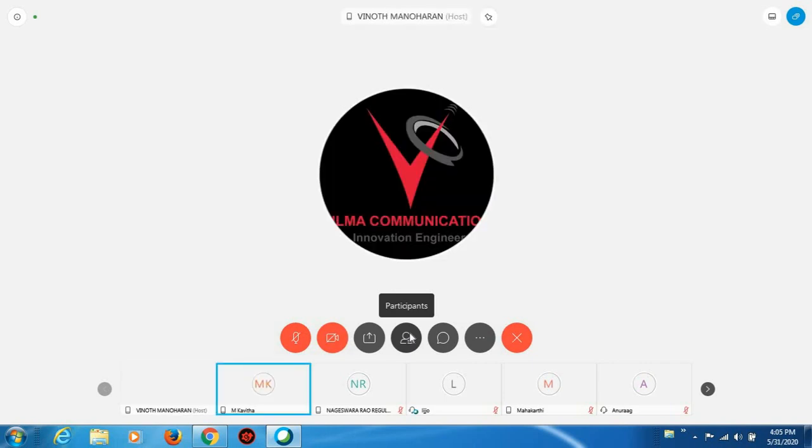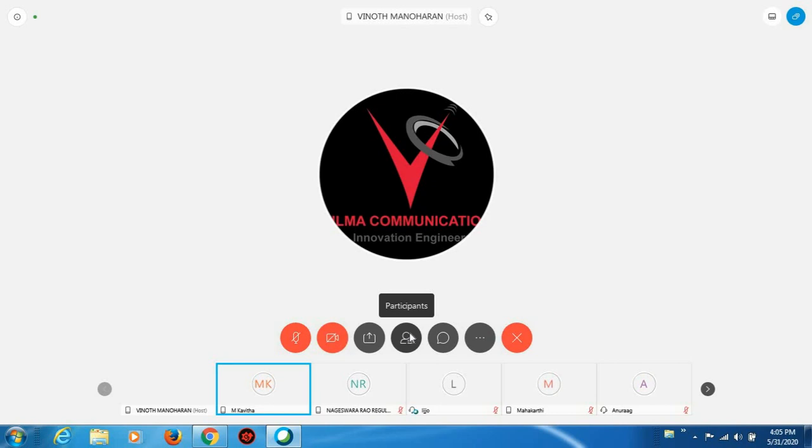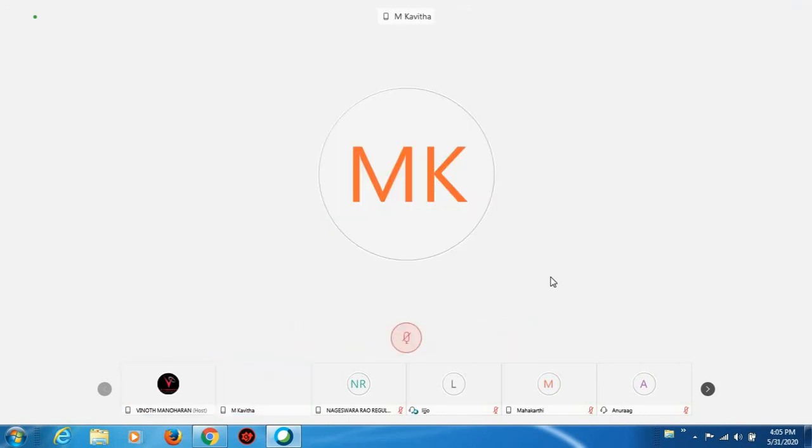Thank you, ma'am. Another question: what is the difference between insertion loss and reflection loss? Reflection loss occurs when the line is not perfectly terminated. Under mismatched conditions, we get reflection loss due to the reflected waves. Insertion loss means when we insert something in the path of the transmission line, we get some loss due to the insertion of devices. This loss is called insertion loss.